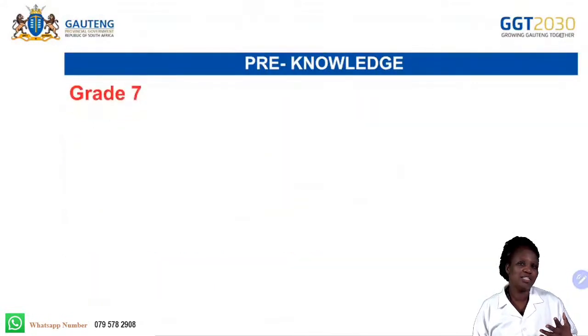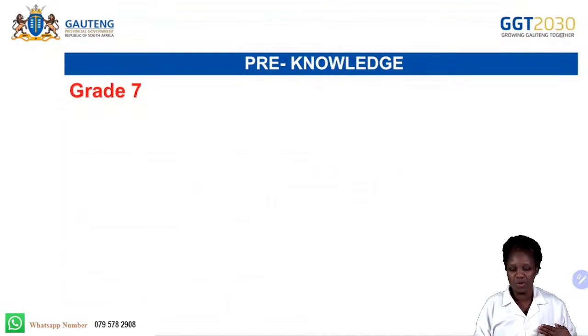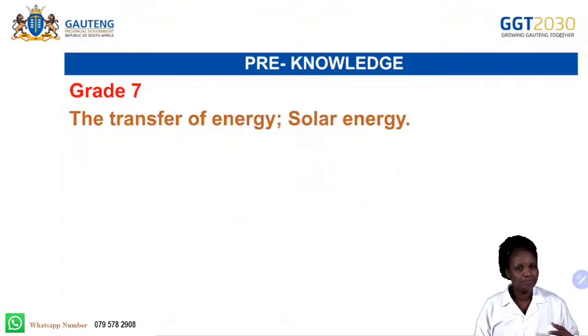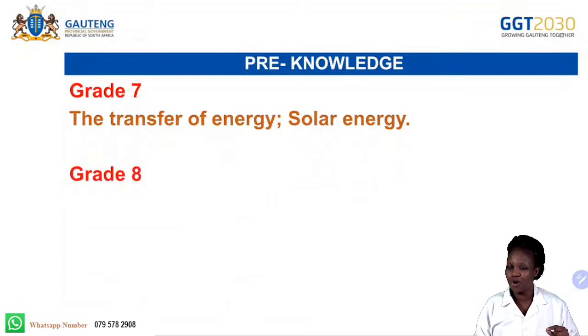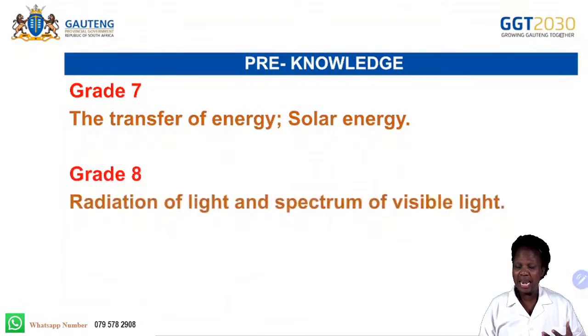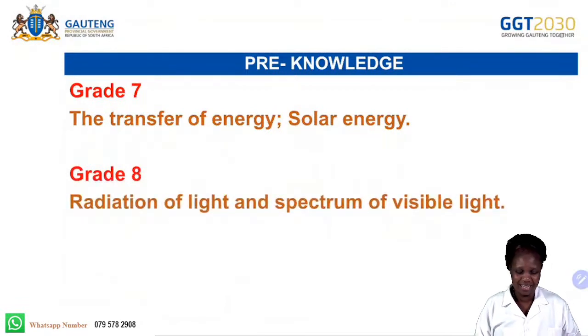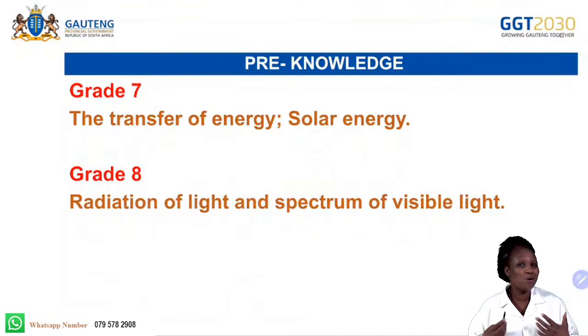And then pre-knowledge. We're looking at the prior knowledge that we already have. Remember, when you're in grade 7, we did the transfer of energy when we focused on solar energy. And now in grade 8, what have we done? Grade 8, we've also done the radiation of light and spectrum of visible light. This is the foundation of our lesson. We already know what we're going to be talking about because this was the foundation of this lesson.